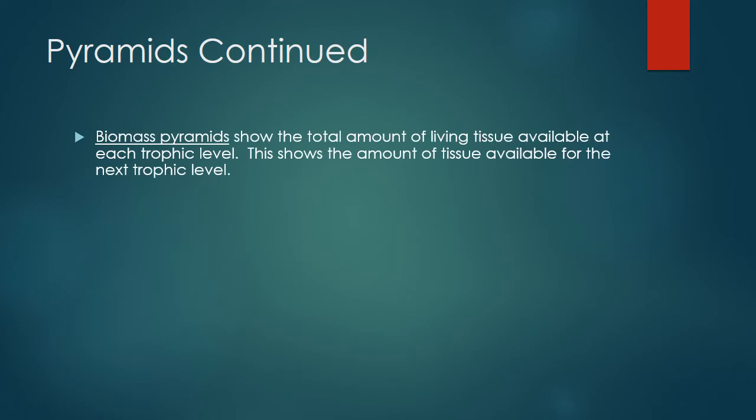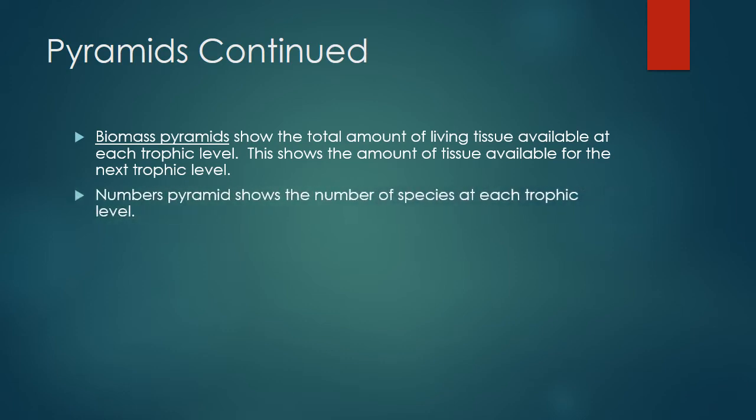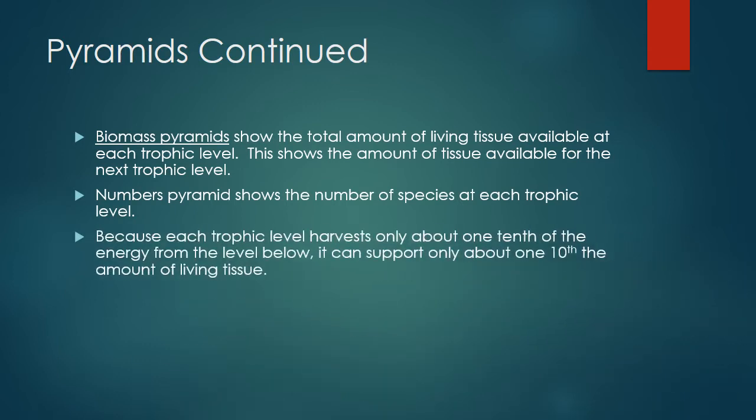Now, biomass pyramids are another way to look at what we were just talking about. We were looking at the energy portion, but we can look at the total biomass available. That's the total amount of living tissue that is available in an area. So this shows the available tissue for the next organism. There are also number pyramids, showing the number of species that are found at each trophic level in a certain area.